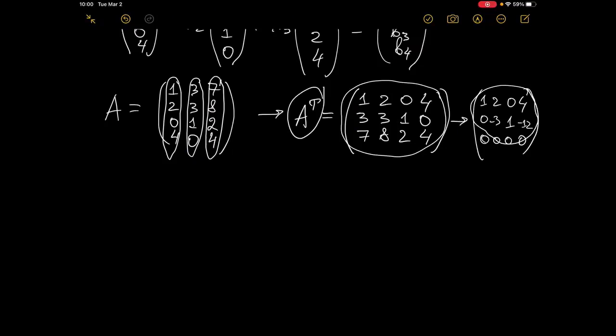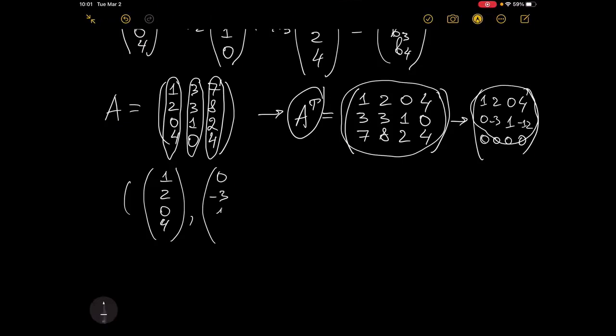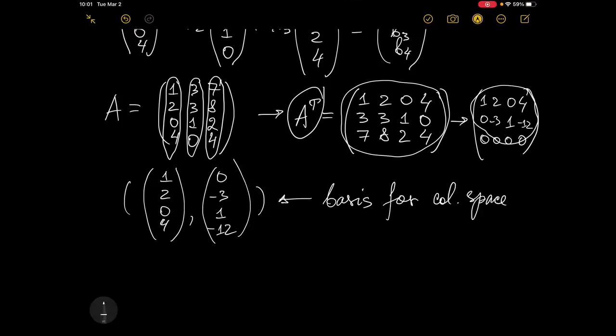So now we can just turn these rows back into columns, and we can say that the following: 1, 2, 0, 4 and, sorry, 0, -3, 1, -12, is a basis for the column space of A, right? Is it clear or not? So that is what I've just done.